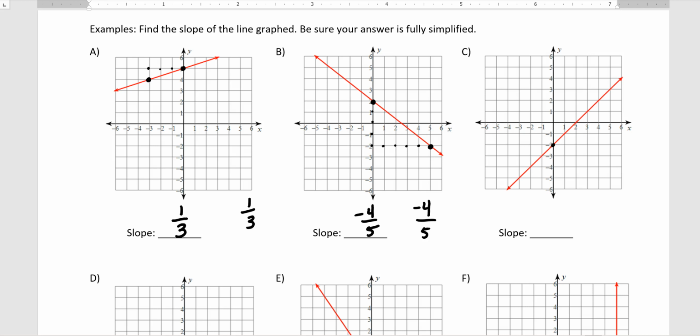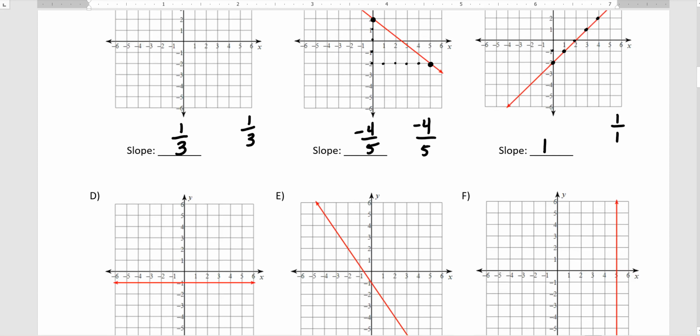Let's see. Here we go. -2. Look, I think that these are all just points right here. So for each of these, I'm going up 1, right 1. So my slope would be up 1, right 1. 1 divided by 1 is just 1.